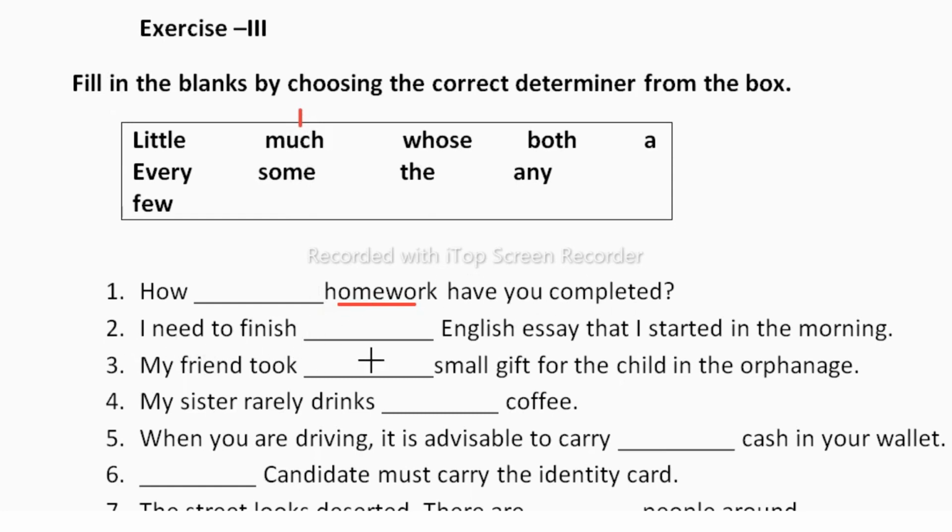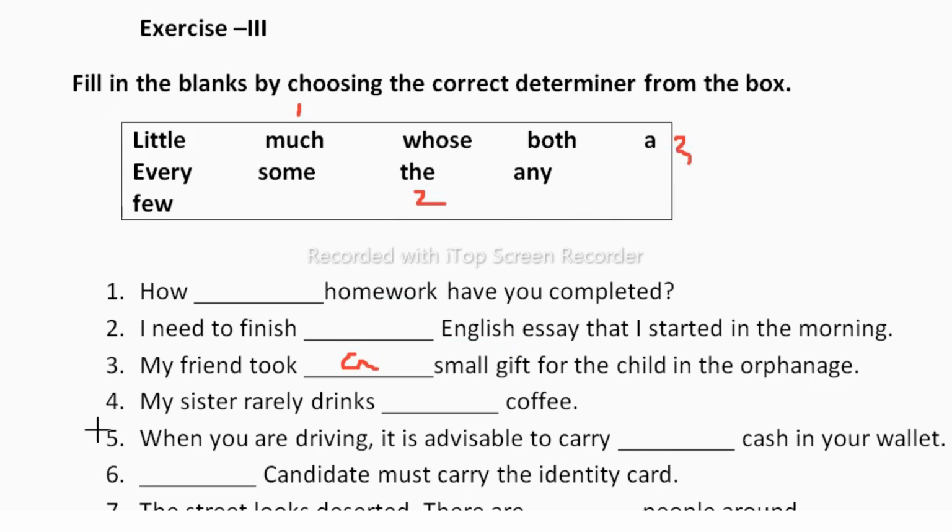Next one, I need to finish dash English essay that I started in the morning. English is a specific subject name you are mentioning here. So you have to use the article the to show the specific thing, a particular subject. Now, my friend took dash small gift for the child in the orphanage. So the answer is the third, a. A small gift to the orphanage. This one is first, the second one, and this one is the third one.